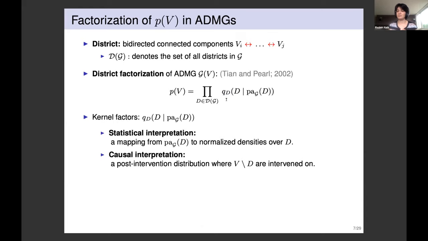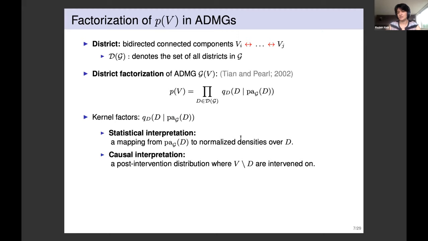For a kernel that corresponds to the district D, the statistical interpretation is that it provides a mapping from parents of the district to normalized densities over the variables in the district D. So in that sense, we can use typical probabilistic operations like conditioning, marginalization, Bayes rule, etc. on these kernels. The causal interpretation of these kernels is that they correspond to a post-interventional distribution where everything outside of the district is intervened on.